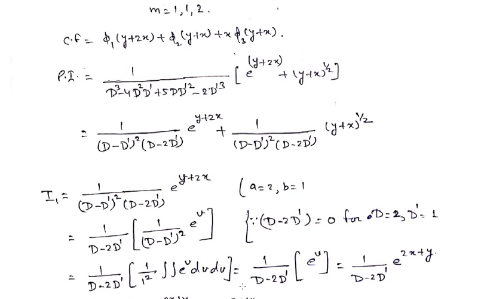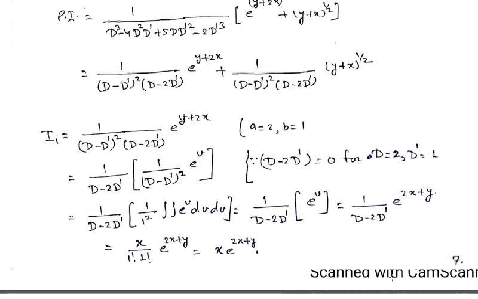Replacing D with 2 and D' with 1, it gives us 1 upon 1, and we integrate exponential v 2 times. The order of this factor is 2, so we will integrate it 2 times. It gives us exponential v, that is exponential 2x plus y. Now we will find PI of exponential 2x plus y about D - 2D'. When we replace D with 2 and D' with 1, the denominator becomes 0.